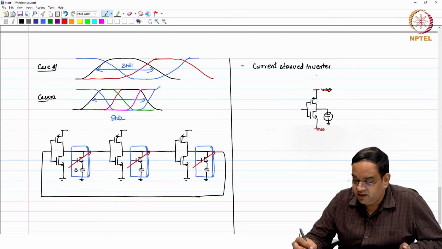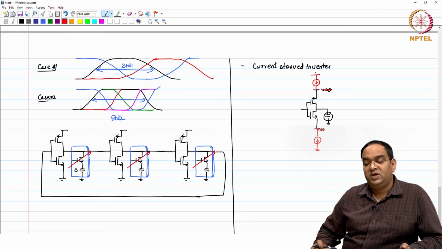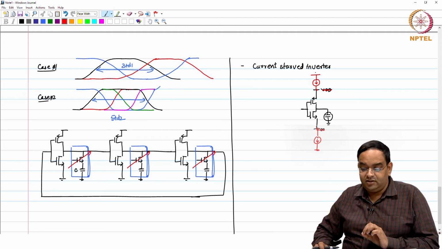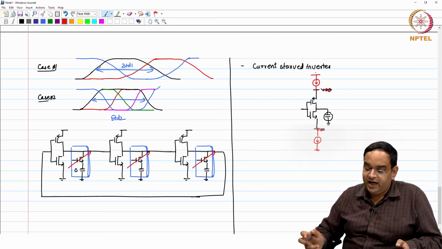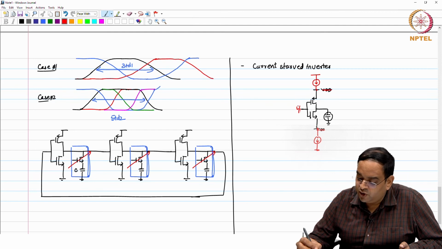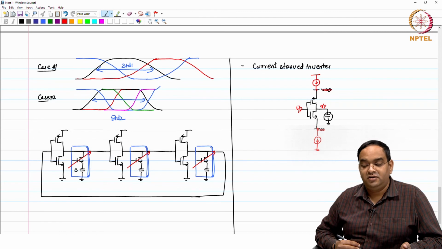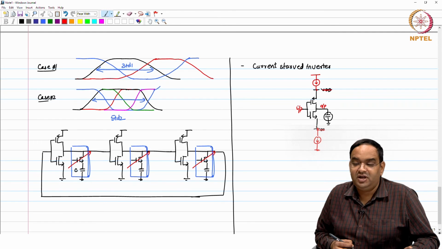And how can you constrain? Ideally speaking, the total current which you can have is limited. Okay. So, you limit the current in each inverter of the oscillator, and if you are limiting the current in each inverter, you can change the input to output delay for each inverter. Okay. So, such an inverter is called a current starved inverter.